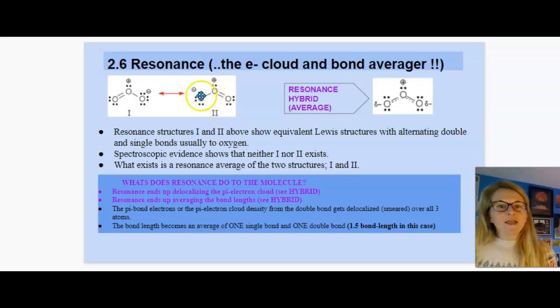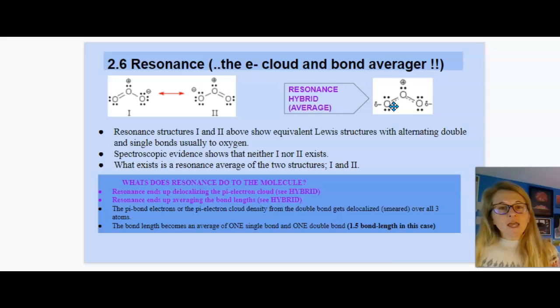Actually, what's happening is the average is occurring because this flip-flopping is occurring so quickly that it works out that the bonds between oxygen 1 and oxygen 2 and oxygen 2 and oxygen 3 are an average of a single and a double bond, both in length, strength, and polarity. So we see here with our resonance hybrid structure, we are showing the double bond as dashed because it's an average amount of that time.